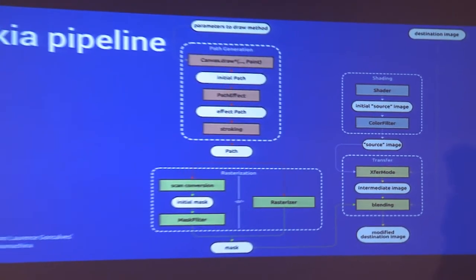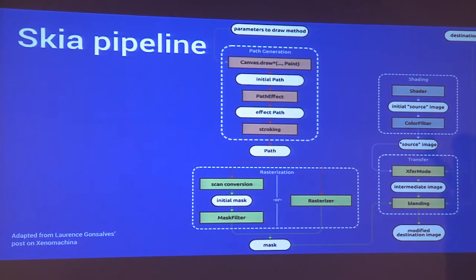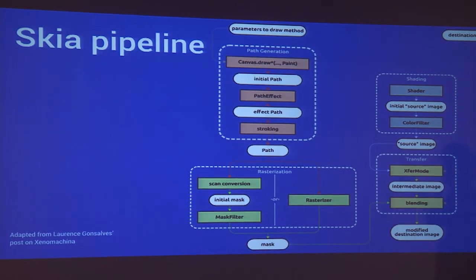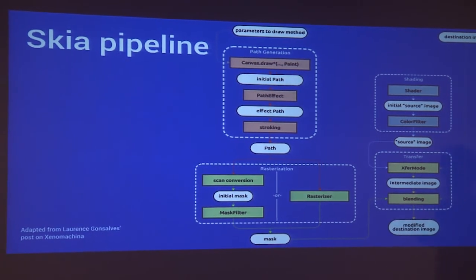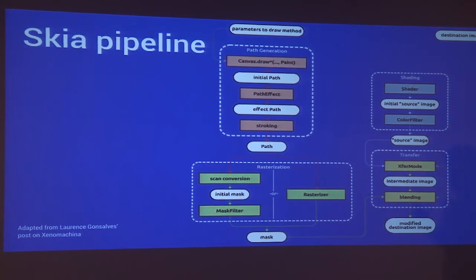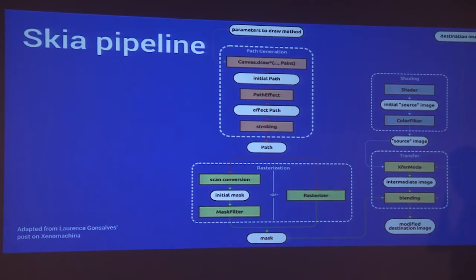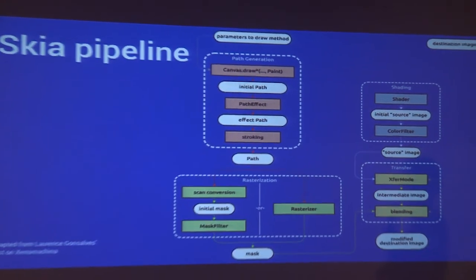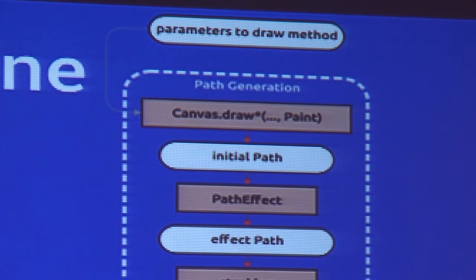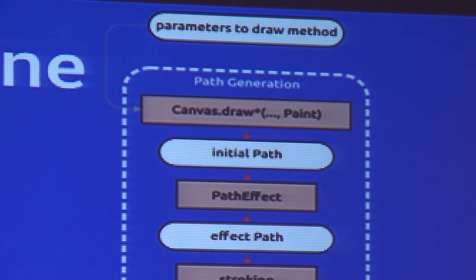What is the Skia pipeline? Well, there you go. This is the Skia pipeline. Actually, a really simplified version of the Skia pipeline. As you can see, there are mostly four big chunks of work being done on the pipeline. The first one is the path generation, which is basically you tell Skia to draw something like a circle. What it does is create a path, which is a Skia object that you can also access from Java. And a path is a composite of shapes. It defines the area that is going to be painted in the end.